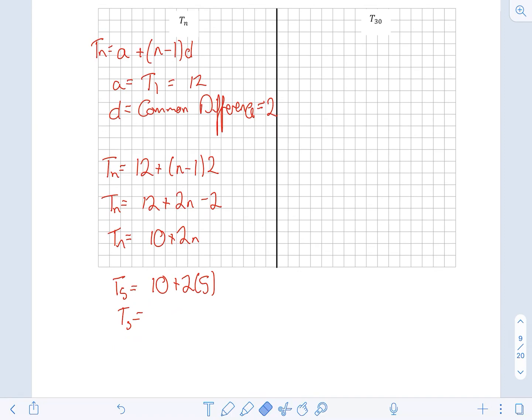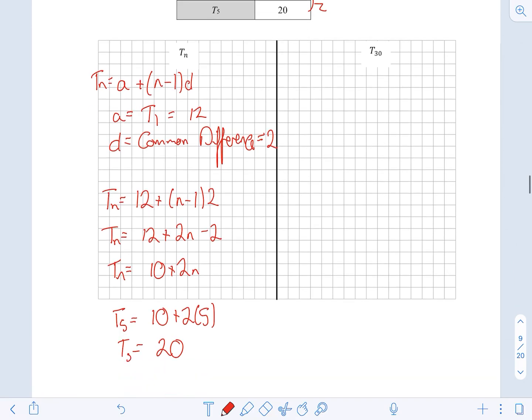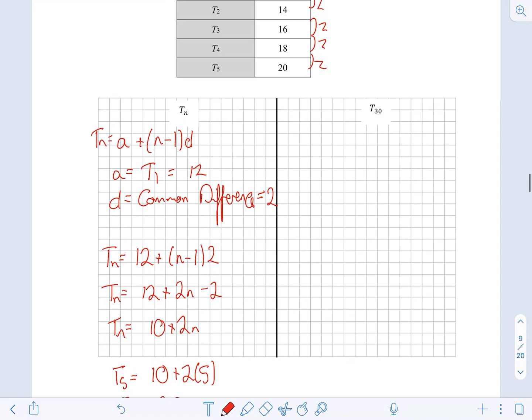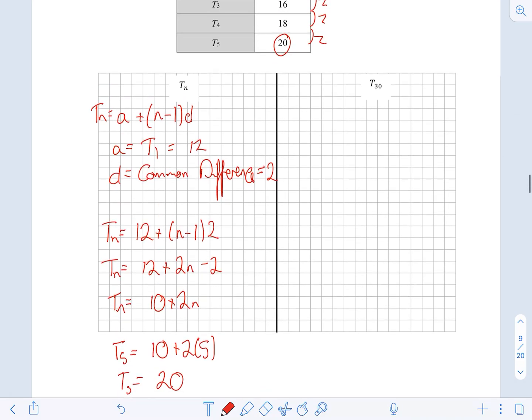Sorry, not my day for arithmetic, is it? 10 plus 10 is obviously equal to 20. Okay, so T5 is equal to 20. And that matches up here perfectly. So that's how I knew I had gone wrong.